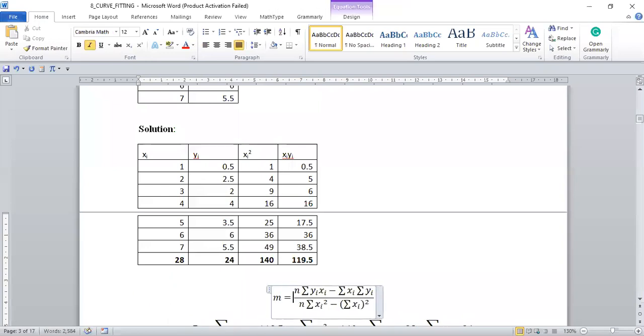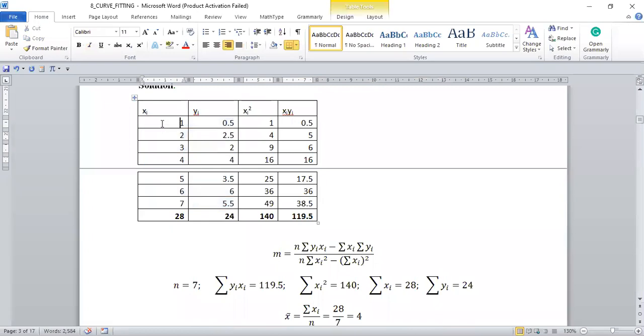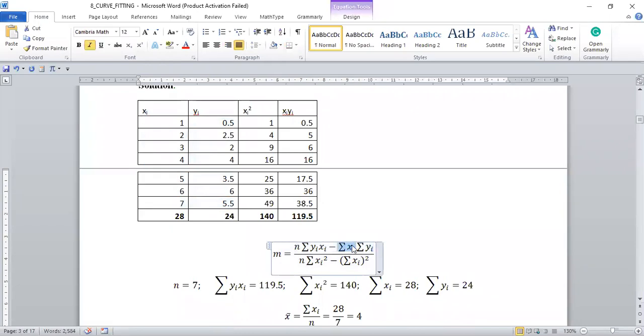This is our m. Then in order to get m, we need the summation. These x and y values were given in the question. So we need to sum all of this because we need the summation of x. This is the x column. In the equation, we need the summation of x, so we sum all of this, and the summation is 28.